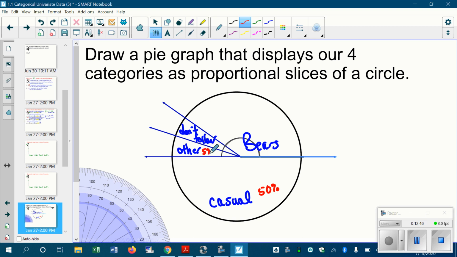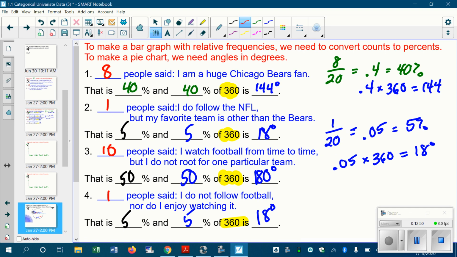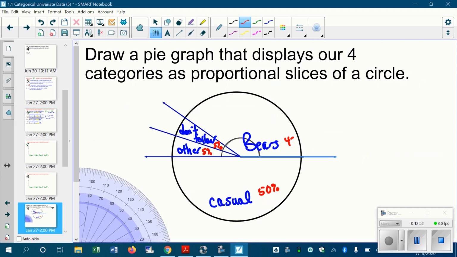So this was 50%. These were each 5%. And this first one was the 40%. So some labels like that would be ideal. Not having these lines stick out would also be ideal. My being better at technology would also be ideal.